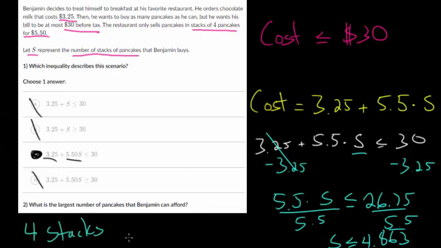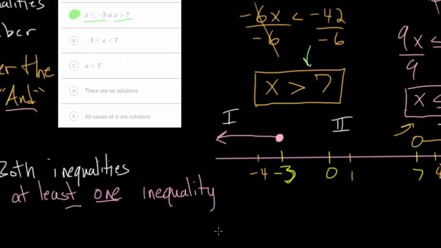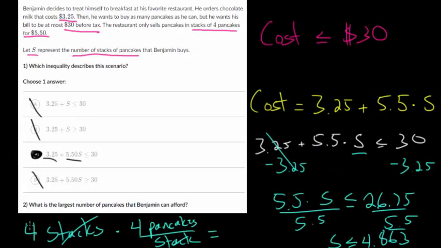So 4 stacks, and then times 4 pancakes per stack. And so the stacks cancel out, and you just get pancakes. And 4 times 4 is 16. So 16 pancakes is the most that Benjamin can afford.